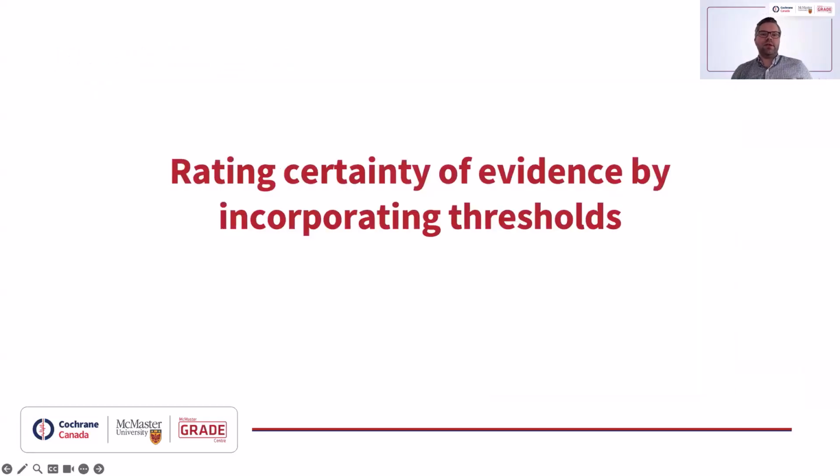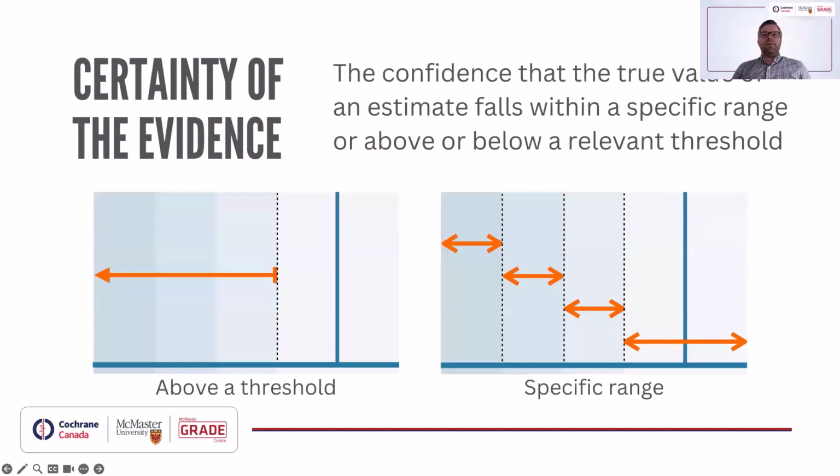Let's start with the first section on rating certainty of evidence by incorporating thresholds. So for this, we need to revisit, for those of you who have joined the first webinar, the certainty of evidence rating using the GRADE approach. For the operational definition for certainty of the evidence, what we mean is our confidence that the true value of an estimate falls within a specific range or above or below a specific threshold.